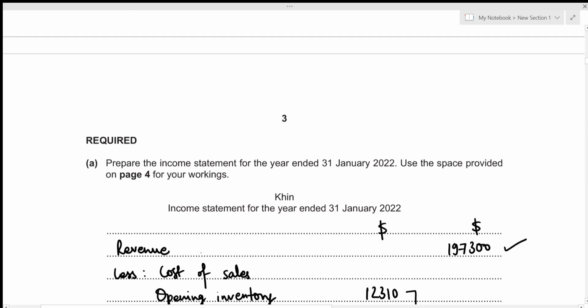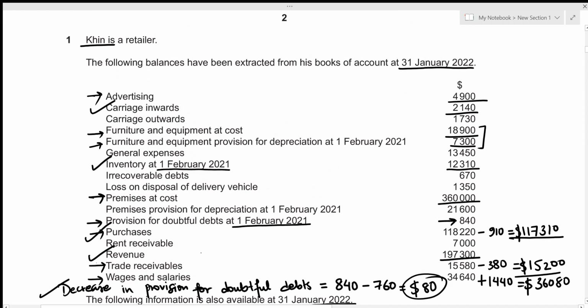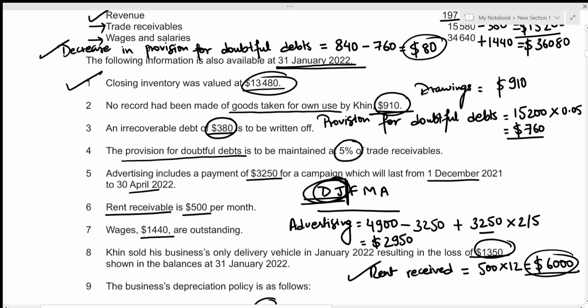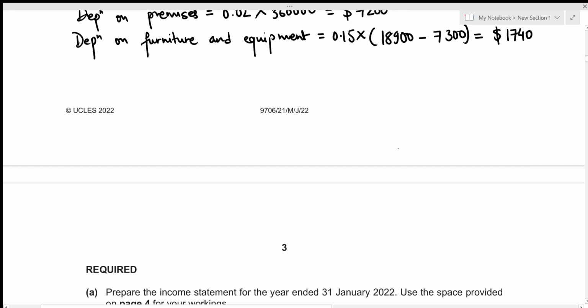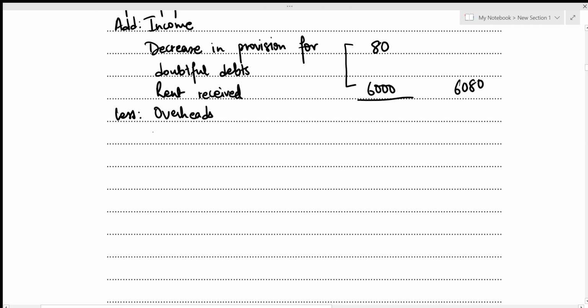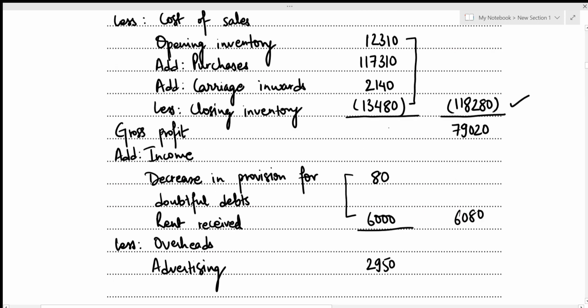Let's have a look above. Okay, the first one is advertising, and we are given additional information regarding advertising, which we adjusted and already figured out the value to be included in our income statement right here. So advertising, we figured it out to be 2,950. Let's substitute this value. And this amounted to 2,950. Let's have a look above.